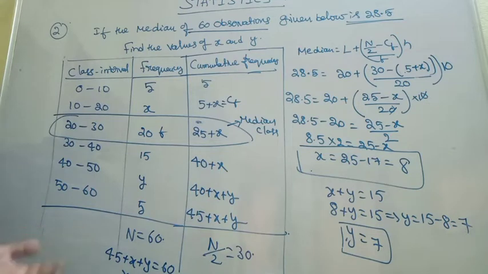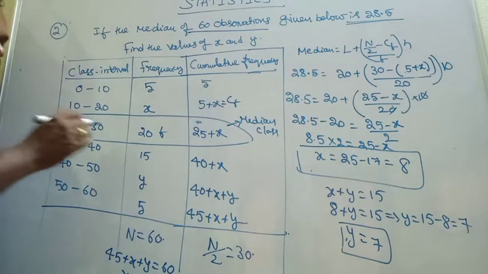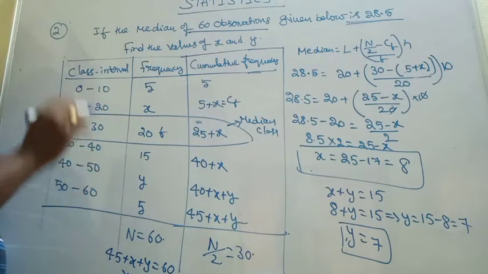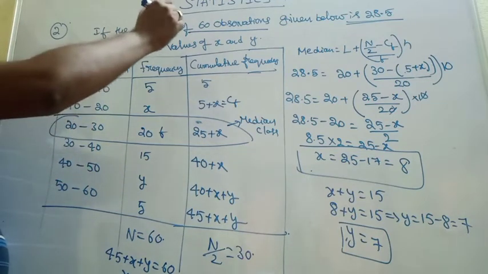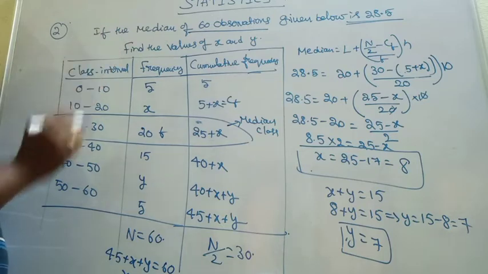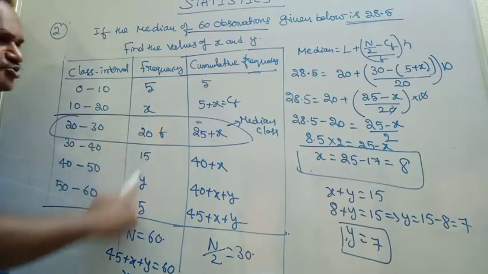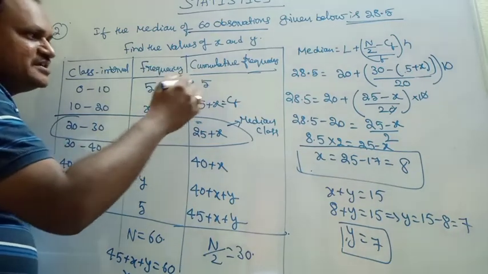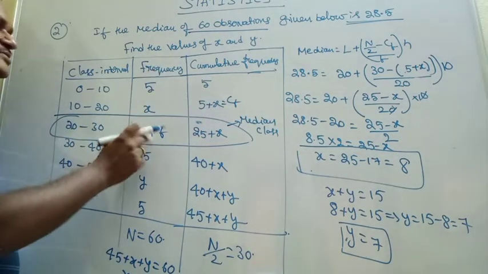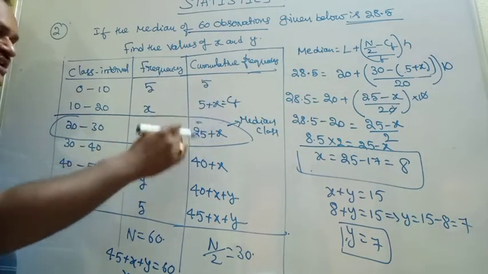Such a beautiful way we get this particular problem, if they miss some values x and y. Let us recap once again. They gave the total number of observations as 60 and the median as 28.5. We have taken the cumulative frequency as usual, 5 plus x, 25 plus x. So like this we did here.